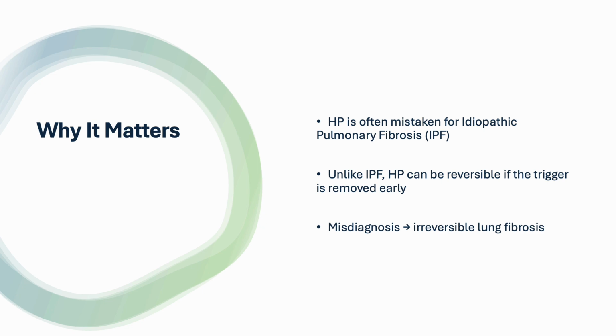Previously, we used to classify HP as acute, subacute, and chronic, but these days it's either inflammatory or fibrotic HP. And fibrotic HP on CT is often mistaken as IPF. The reason behind its importance is that IPF does not have a trigger, but HP does, so if you can remove the trigger early, the disease can actually be cured or reversed.